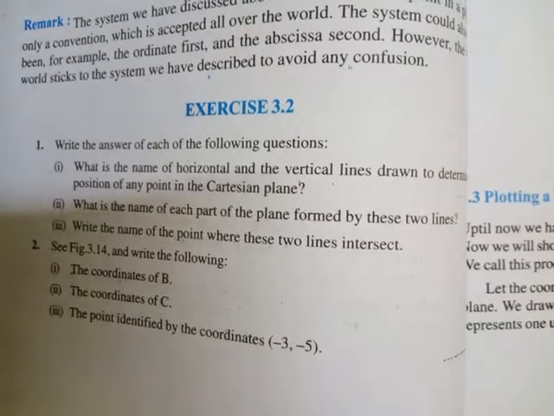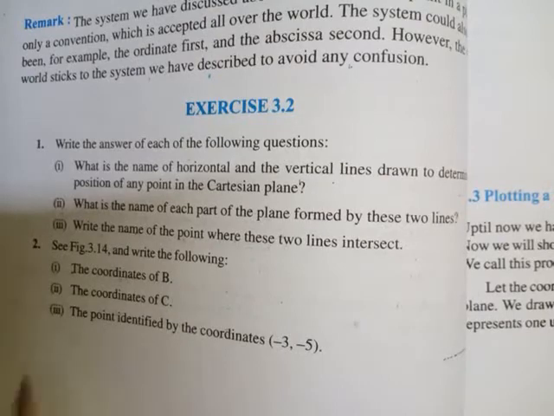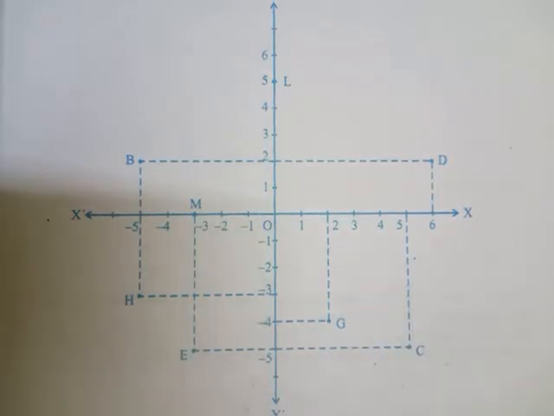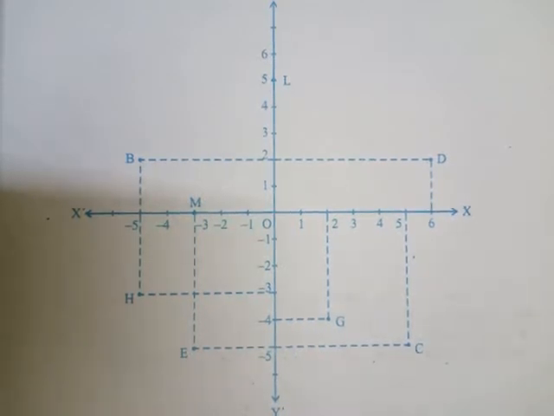Next question, students, exercise 3.2, question number 2. The diagram is given here in the book. This is the diagram, as you can see in the book, figure number 3.14. And depending on this diagram, there are a few questions. We are going to solve these questions now one by one.